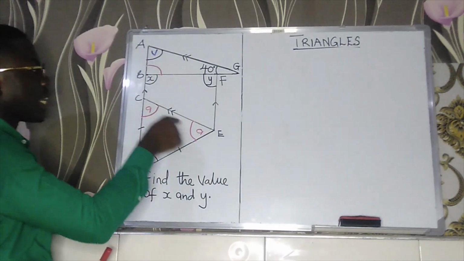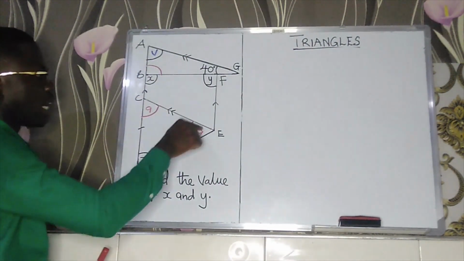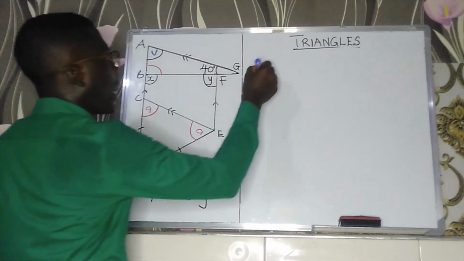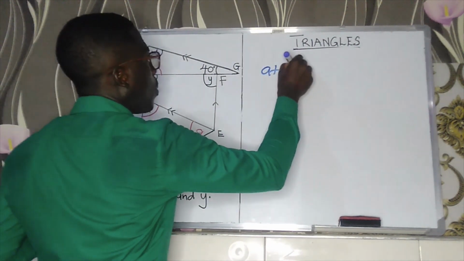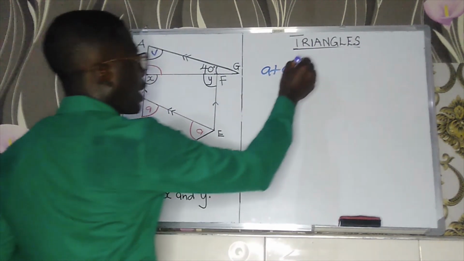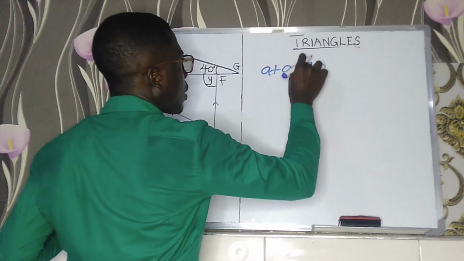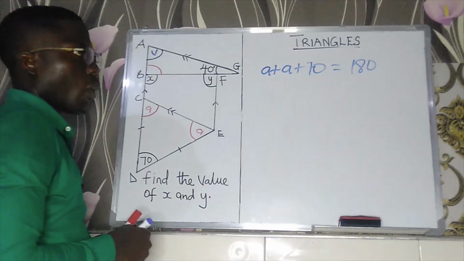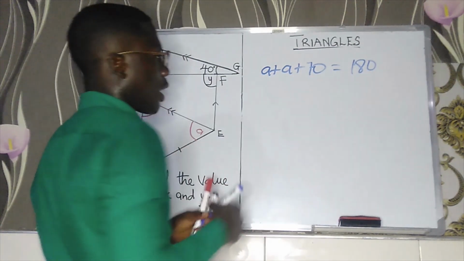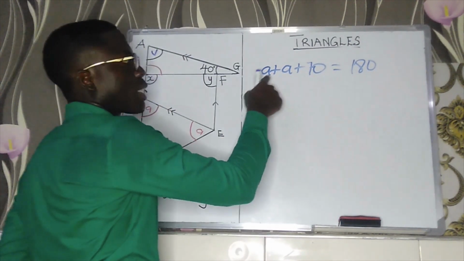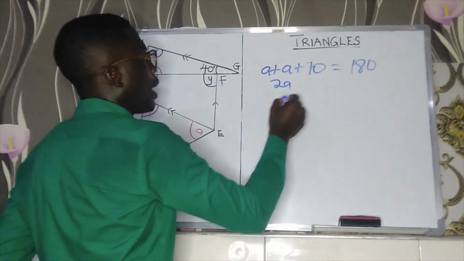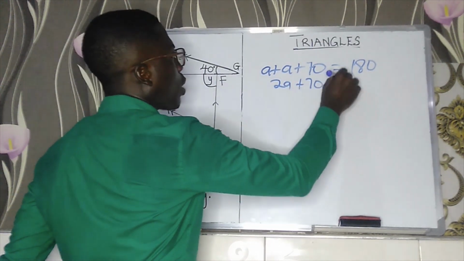With A, we said the sum of interior angles of a triangle should be 180. And so I have my A plus my A plus my 70 degrees here should be equal to 180. Good, because the sum of interior angles of a triangle is 180. We can add or subtract like terms. And so A plus A will be 2A plus 70 equals 180.